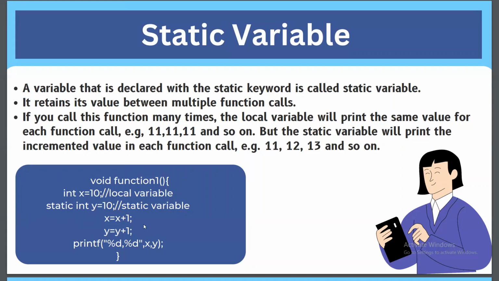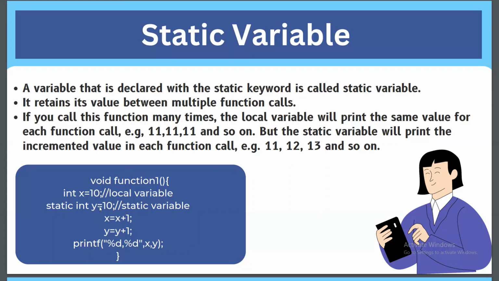Here we are operating x equals x plus 1. The x value is 10, so 10 plus 1 is 11. So here x equals 11, and y equals 10 plus 1, that is also 11. So here we just need to print 11 and 11. For example 11, 11, 11 and so on. But the static variable will print an incremented value in each function call. For example 11, 12 and 13.